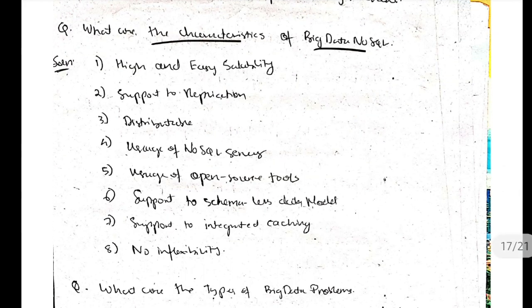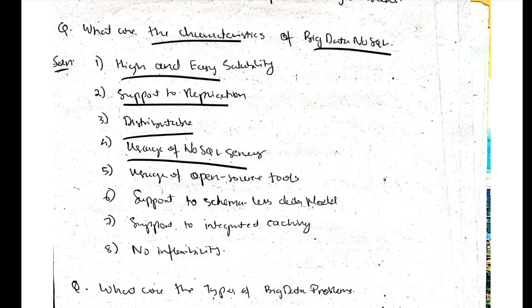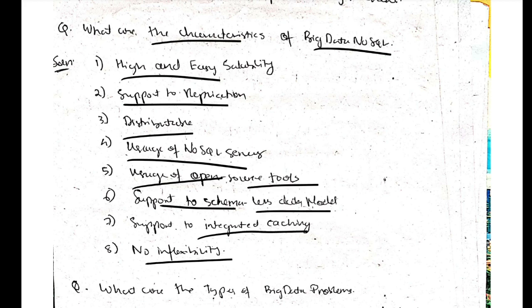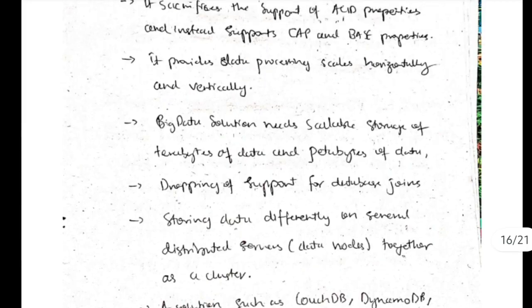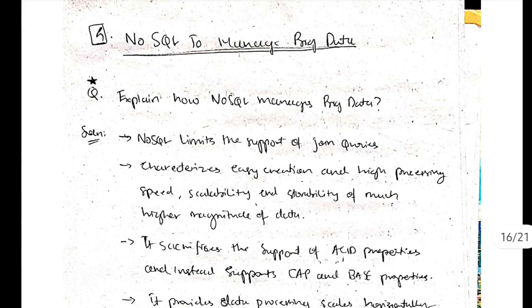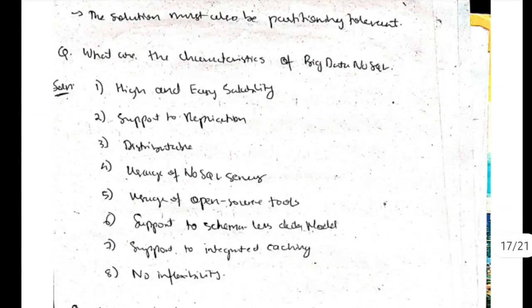Next, we have the characteristics of NoSQL for big data. Again, the same thing: high and easy availability, support for replication, distributed NoSQL servers, open source tools, support for a schemaless model, integrated caching, and no inflexibility, meaning flexible basically. So these are the characteristics. You can go through it once. In the exam, this is the question which could be asked: explain how NoSQL manages big data.